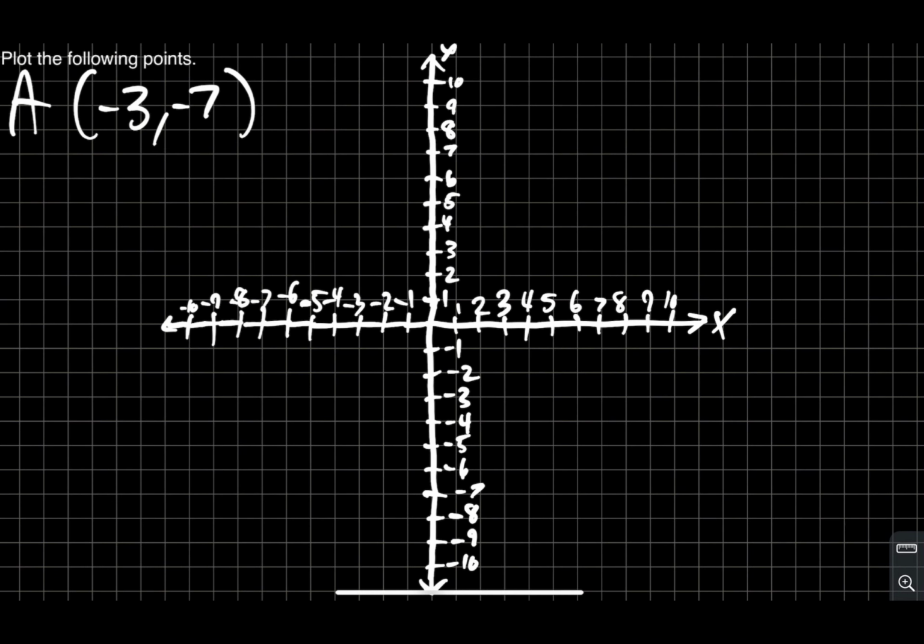Now let's try another set of points. So let's start off with A. We have -3, -7. So we go to -3 where x is, and then we go down 7, or we go down to -7. So we gotta go right here. This is where it meets up. So we plot the point right there.